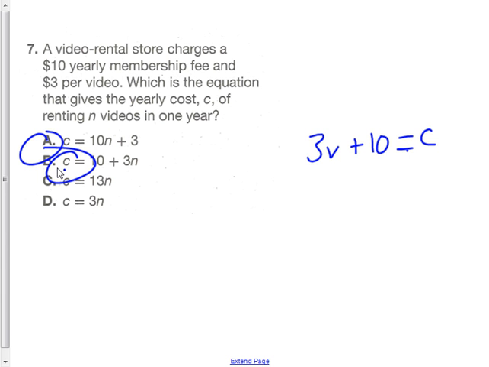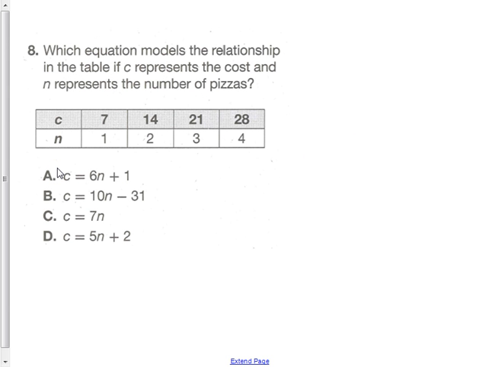So again, it's just a matter of reading through, finding those keywords like per and each, and figuring out how to manage that situation. Which equation models a relationship in the table if C represents the cost and N represents the number of pizzas? All right, so if I sell 1 pizza, I get $7. If I sell 2, I get $14. If I sell 3, so it looks like I'm multiplying my N times 7. Let's see if I can get that in here. So really, if I just do 7n, that gives me my C.